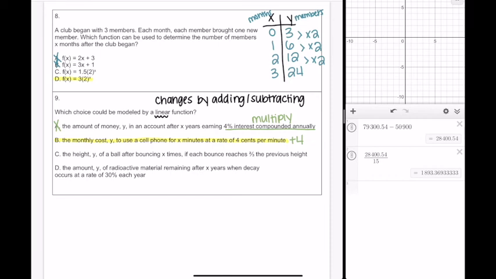Let's look at C and D just to explore those. So the height of a ball after bouncing X times, if each bounce reaches 2/3 its previous height. Well, because it's reaching 2/3 its previous height, that is multiplying by 2/3. And D, the amount of radioactive material remaining after X years when decay occurs at a rate of 30% each year. Well, because you are decaying, you're actually keeping only 30% of that, so you're multiplying by 0.30.